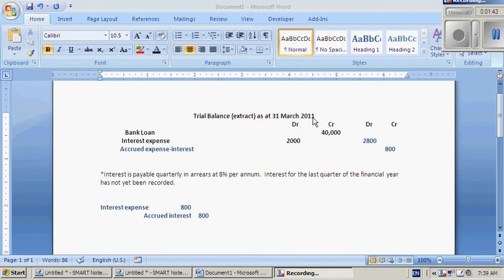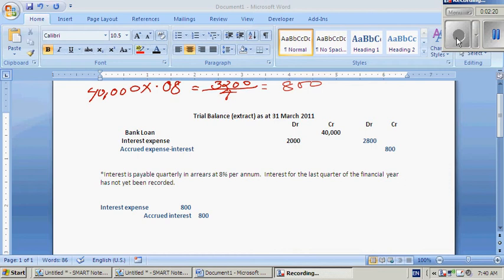So over here we can see trial balance on the 31st March 2011. So the question is bank loan $40,000 credit, interest expense. Let me tell you something. If you see a bank loan, you always have to think about the interest expense. And the question is interest is payable quoted at 8% per annum. So you have to calculate something over here. So $40,000 is your bank loan, and per annum interest is 8%, which is $3,200. But you also have to think about the quarter. So you just divide by 4, and you get $800.